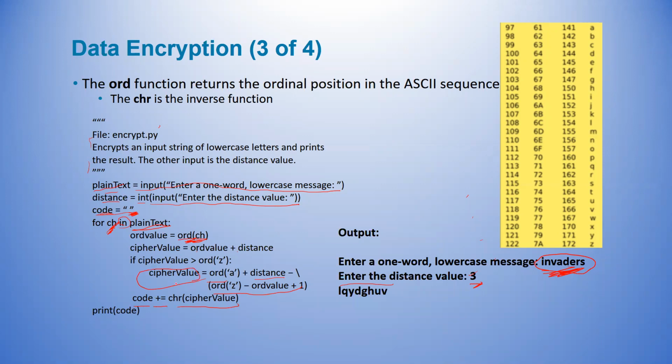You are trying to get a decimal value, right? If it's greater than Z, you want to get a decimal value coming back, loop back to A, and then you will convert it to a character and add it to code. So the first one will be this, right? You add 3 to it, 105 plus 3, 108, it will be this. And that's the first one. That's how that works. Okay, and eventually you print it out.